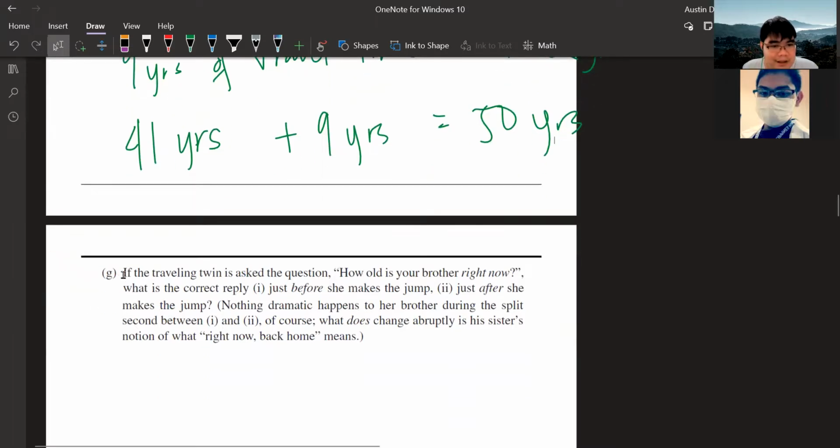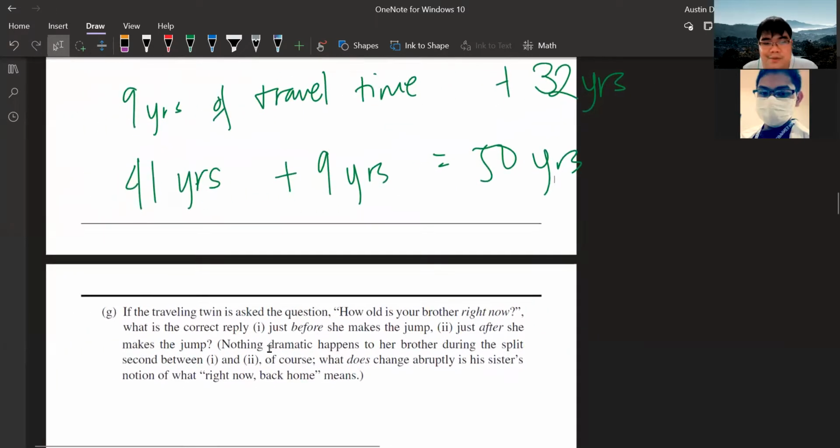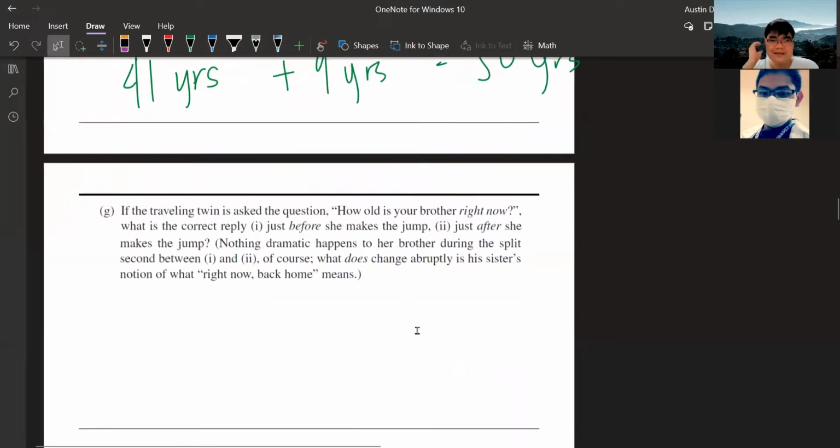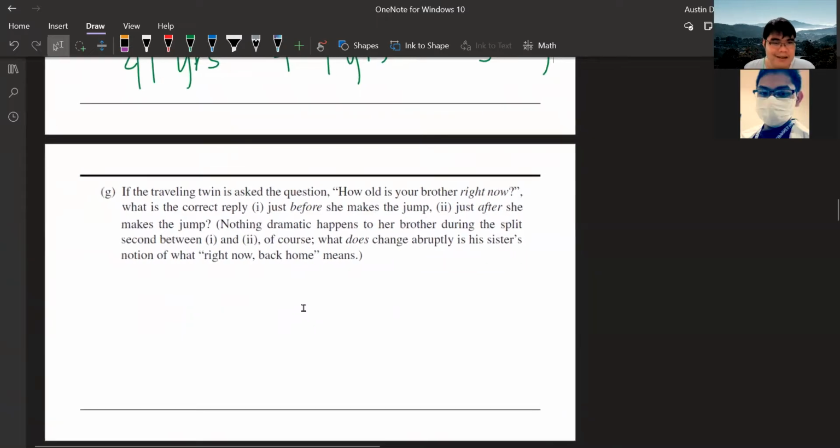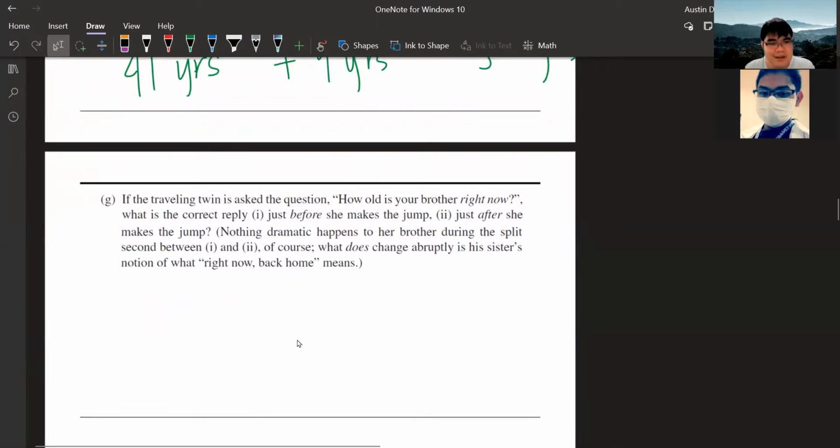Now, if the traveling twin is asked the question, how old is your brother right now? Anong mare-reply niya dapat? Anong correct reply? According to mathematics, just before she makes the jump, bago siya tumalon, and after yung tumalon. Okay, so walang nangyayari, no? Walang biglang bumibilis yung oras or bumabagal nung time na tumalon siya. Pero nagbabago yung ibig sabihin ng right now. Okay? So ano, yung reference frame niya nagbabago. Kaya meron changes sa mga oras. Okay, let's try to answer this question.